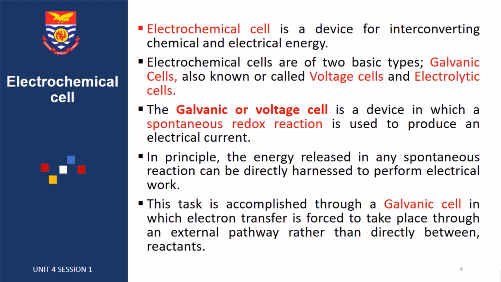The galvanic or voltaic cell is basically a device in which a spontaneous redox reaction is used to produce electrical energy or current. In principle, the energy released in any spontaneous reaction can be directly harnessed to perform electrical work. So like I said earlier, galvanic or voltaic cells are used to generate electricity as a result of a spontaneous reaction that is taking place. That is basically what the voltaic or galvanic cell does.